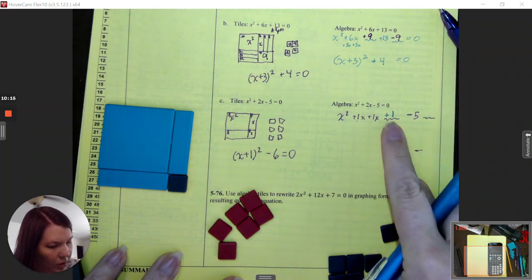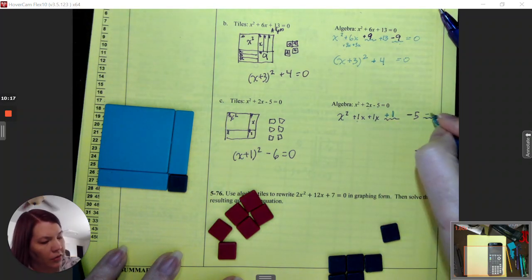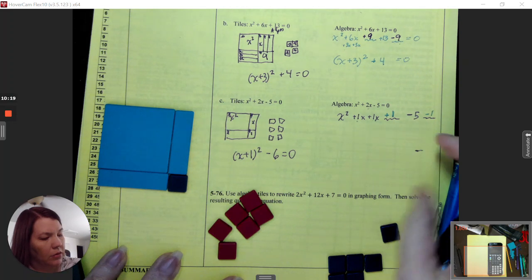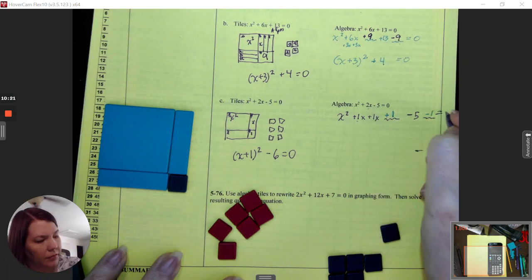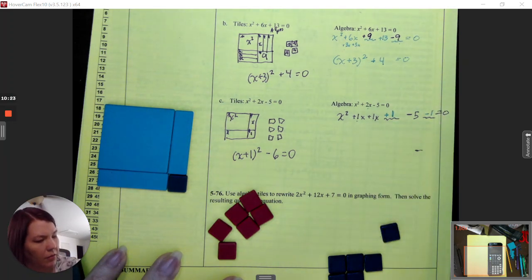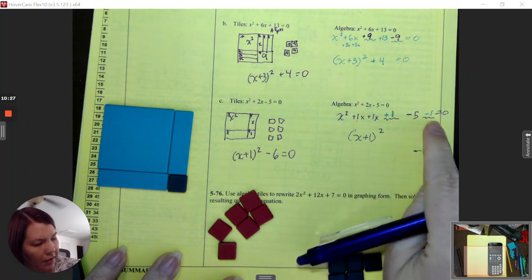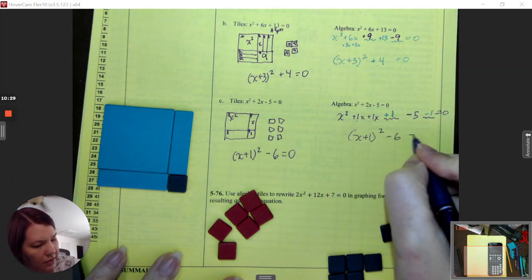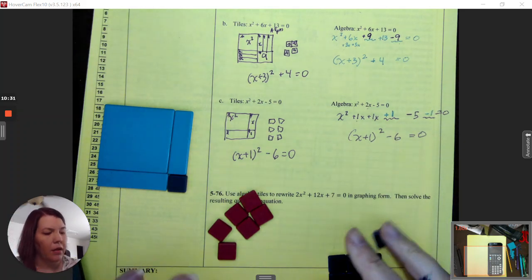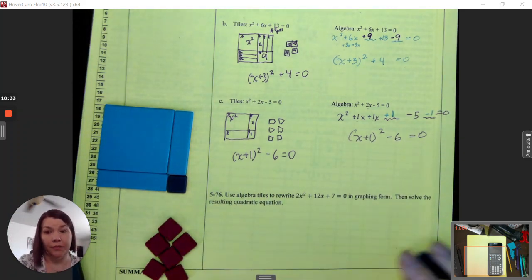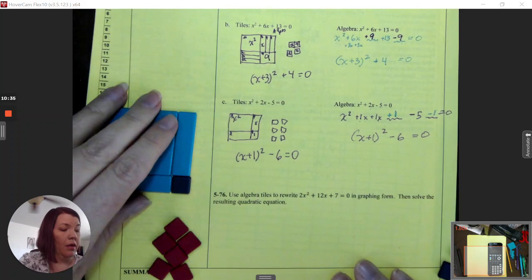That's very strange. Okay. This very last problem is a challenge question. We're going to use the algebra tiles to rewrite this. So let's see what we can do. Bring this up as much as I can. I don't think I can go much further. I can do this. Okay.